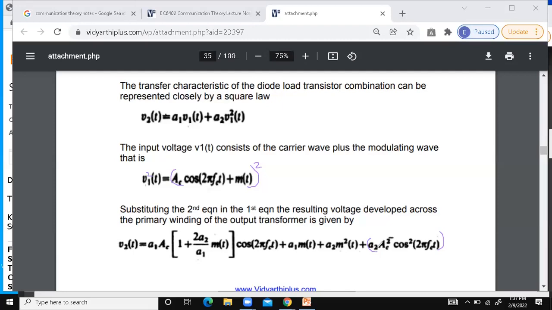Can I try and help there? Of course. Oh, sir, all right. After squaring, I substitute the value for V1 into the equation for A1 V1 of t plus A2 V1 squared of t. And I got, should I type it or let's say it out.